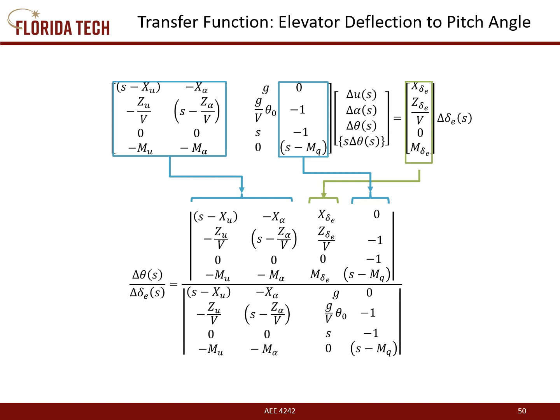Since delta theta is the third state variable, we have to replace the third column with basically the B matrix. So the green column there is what the B matrix is. That replaces the third column in the numerator determinant. And so now we've got the transfer function ready to go. We just have to solve now two 4x4 determinants, with a lot of algebra.